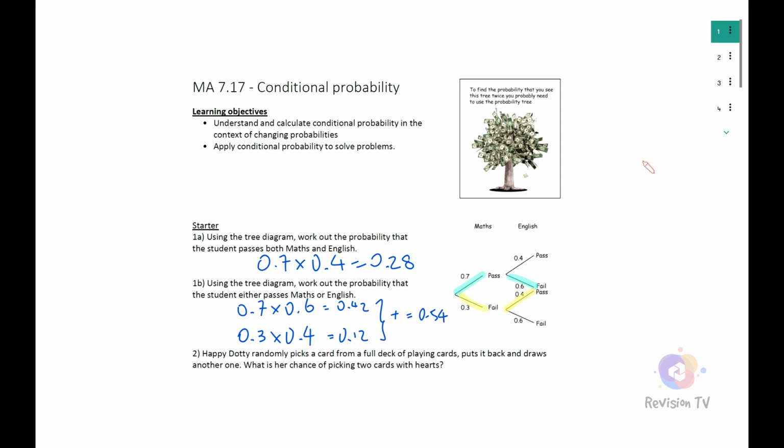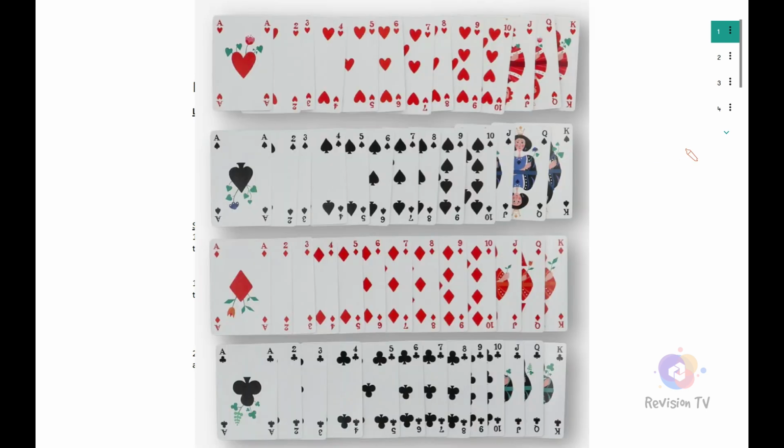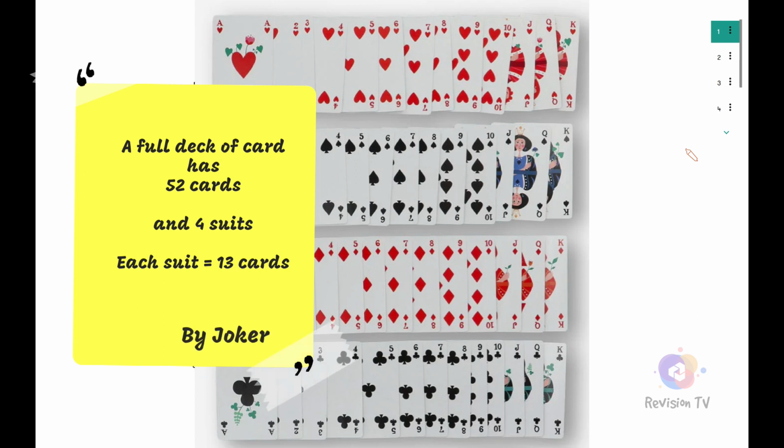Question 2. Dotty randomly picks a card from a full deck of playing cards, puts it back, and draws another one. What's the chance of drawing 2 cards with hearts? You should know there are 52 cards in a pack of cards. We're not counting jokers, as they're not traditional maths playing cards. There are 4 suits, and each suit has 13 cards from ace all the way to king.